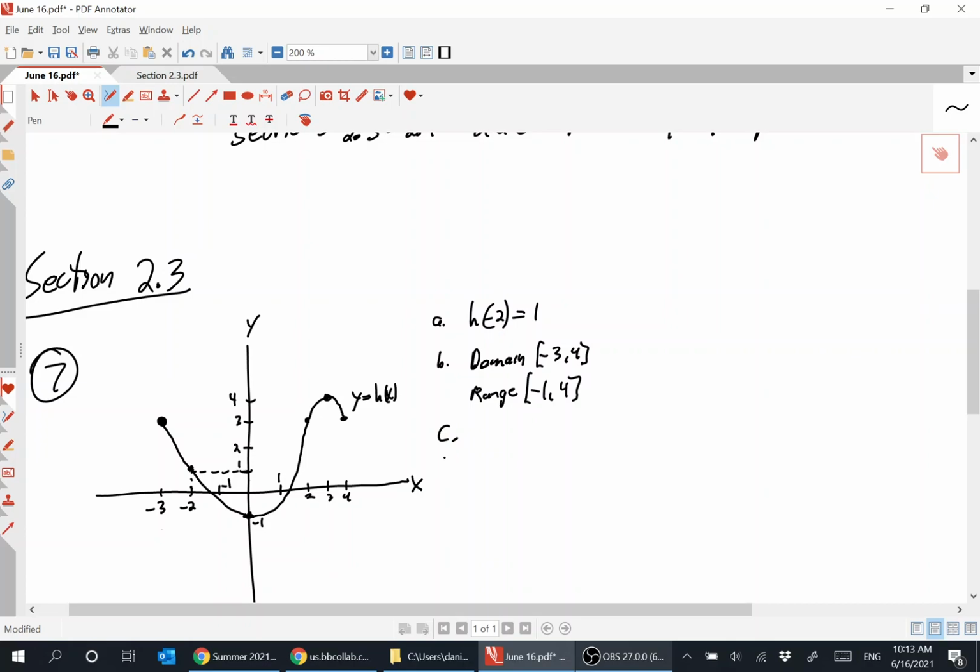C, find the values for which, so solve h of x equals 3 when x is equal to what? So h of x is equal to 3 at, so here's the line y equal to 3. All right? That's the line y equals 3. So where do we touch that line with the graph h of x? Where is h of x equal to 3? Which x values? Negative 3, 2, and 4.